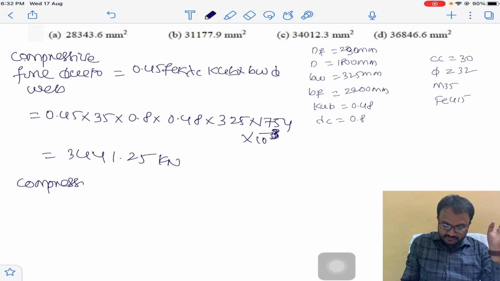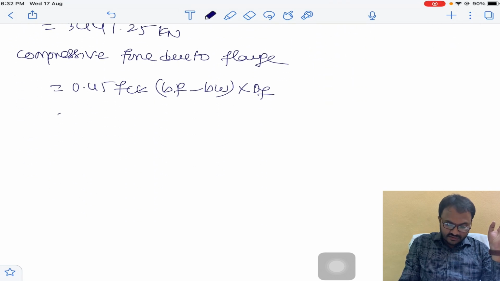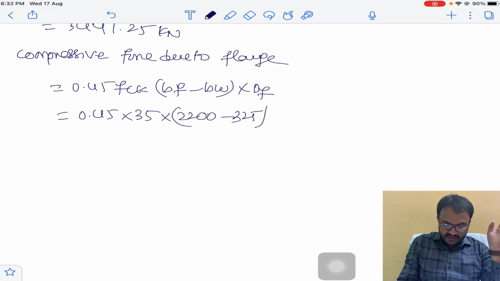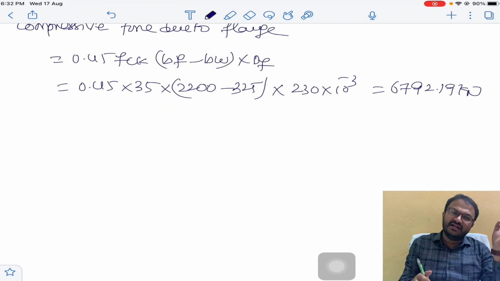Now compressive force due to flange. So we have one more formula, 0.45 FCK into BF minus BW into DF. So that is equal to 0.45, FCK is 35, 2200 minus 325 into DF is 230 into 10 power minus 3. You will get it is 6792.19 kilonewton. So now compressive force due to concrete means it is summation of web as well as flange.